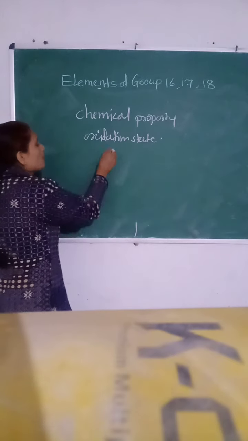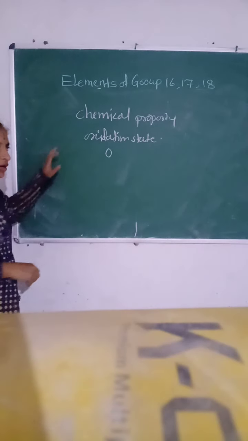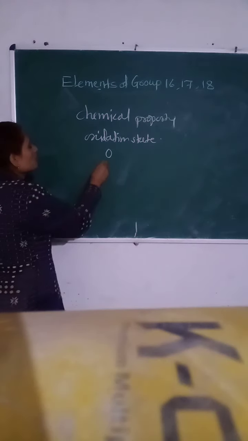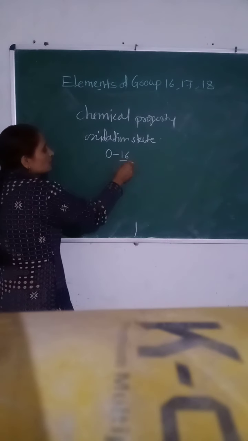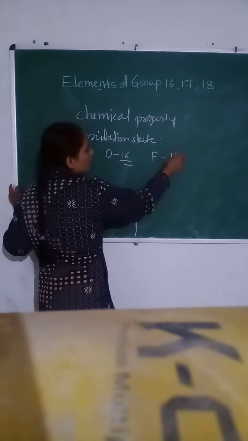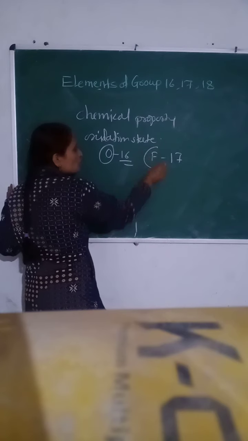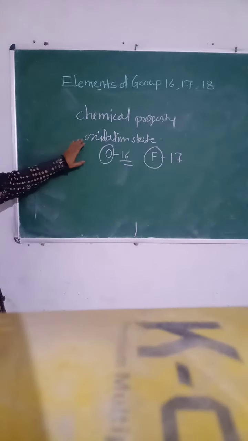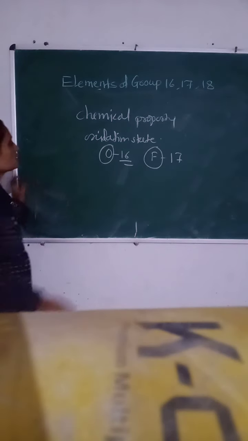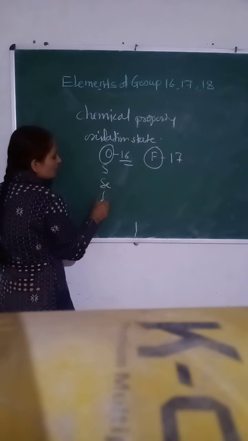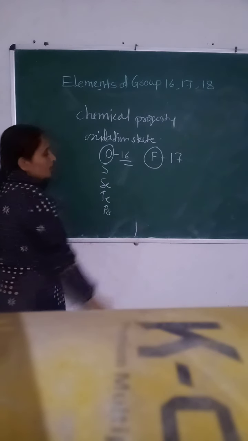In terms of oxidation state, we have to study here the anomalous nature of oxygen. Oxygen is in group number 16, and fluorine in group number 17. How to study the anomalous nature of oxygen and fluorine? See the oxidation state of group number 16: oxygen, sulfur, selenium, tellurium and polonium.